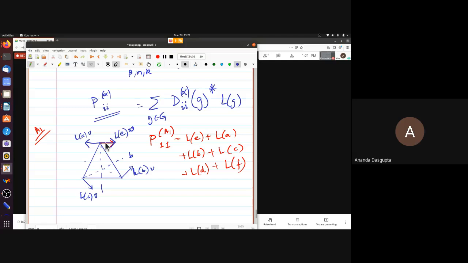Think of rotating this to 90 degrees, which way will it point? It will point right up. 120 means it will turn through 30 degrees more. Of course, not here. It will come here. But which way will it point?